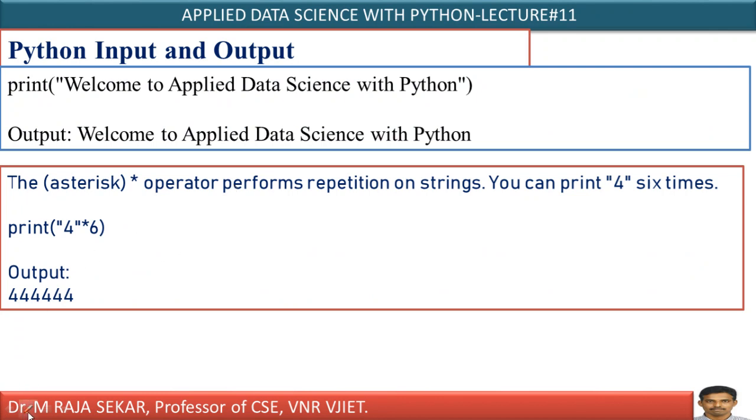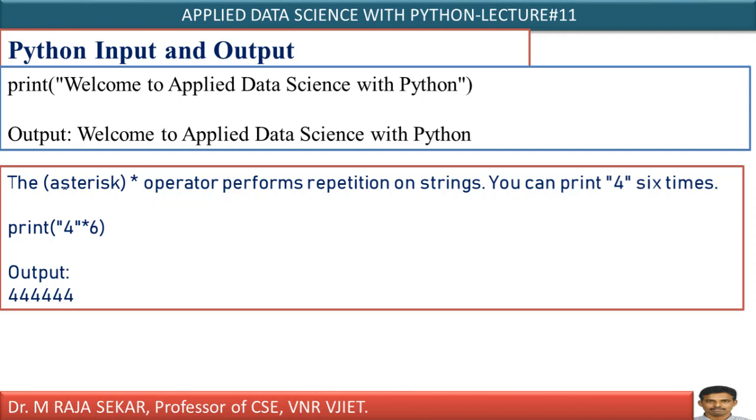Let me take one simple example. Just see this one: print("Welcome to applied data science with Python"). This is a simple message, isn't it? As it is, that message will get displayed in the output screen: Welcome to applied data science with Python. It is similar to C, C++, Java; you might have learned it in many languages. There is nothing new, isn't it?